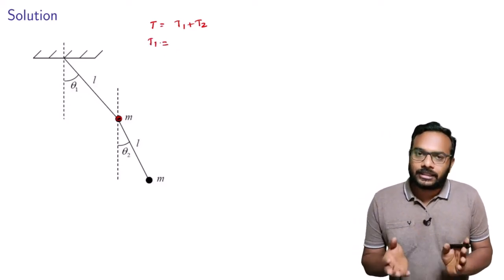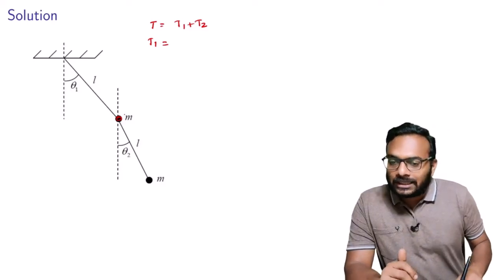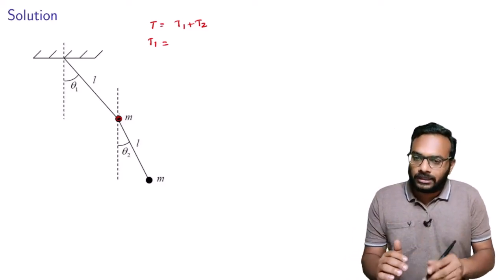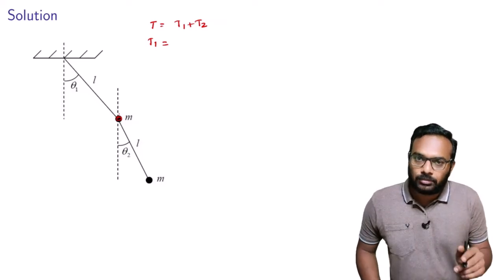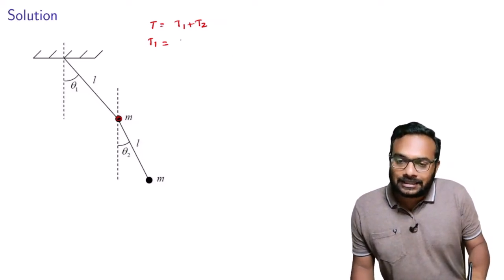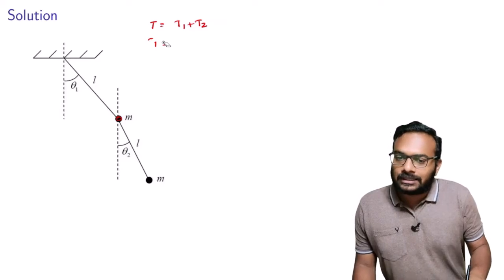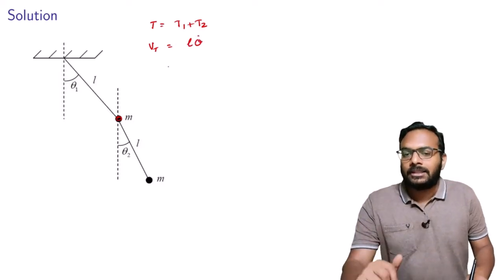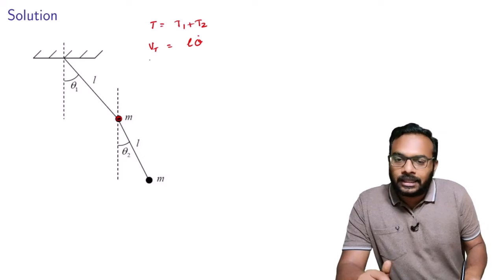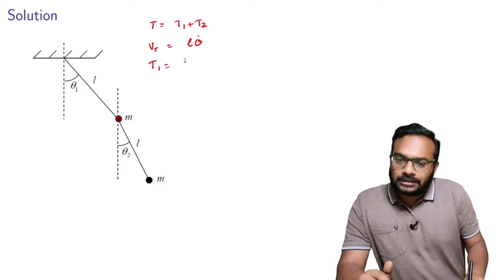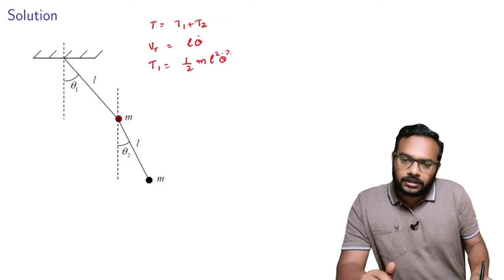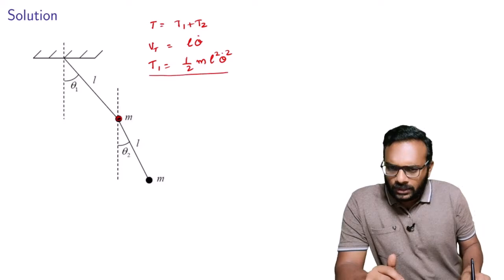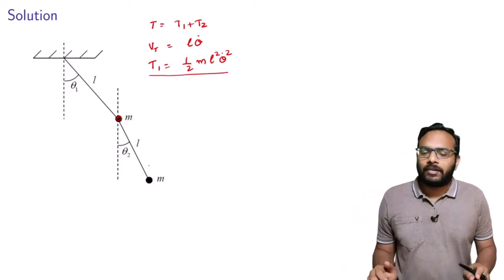And T1 is quite easy. We have seen it in the case of a simple pendulum. We know that there is no radial movement. It has only tangential movement. The tangential velocity, let me write it as V tangential, is equal to L theta dot. It's like V is equal to R omega. So the kinetic energy T1 is equal to half m L square theta dot square. No problem there. But we need to be a bit more careful to find T2.